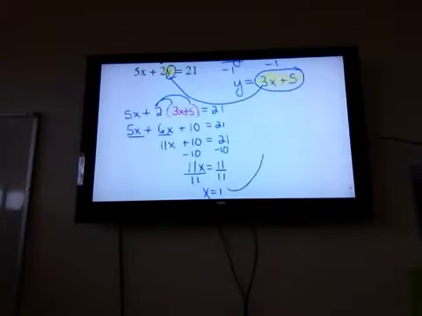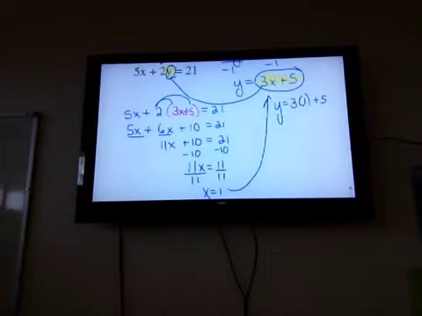And then back here, best place to go. Fastest, easiest, quickest, doable in your head possibly. Three times 1 plus 5. 3 plus 5. 3 times 1 is 3. And 3 plus 5 is 8.